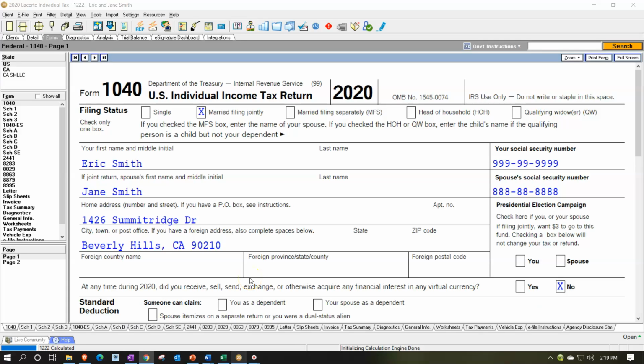Here we are in our Lacerte Tax software. You don't need the Lacerte Tax software to follow along. However, I do believe they have a free 30-day trial. So if you can get access to a promo or demo version of this or any other tax software, it could be a good tool to practice with.